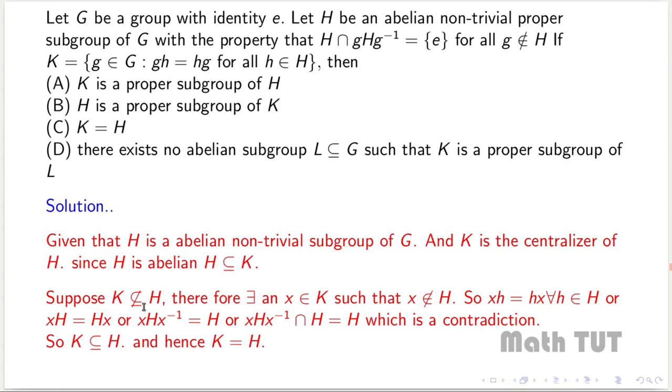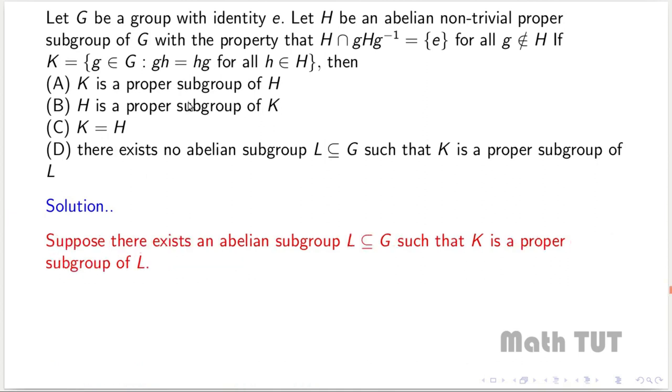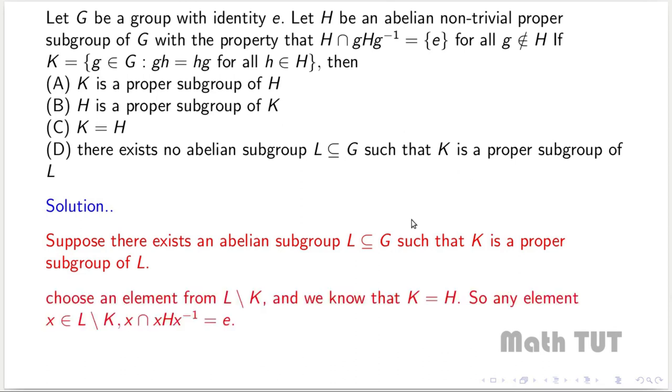So by similar argument, when this C is true, we can say that A and B are false. Now the next argument we can make is about option D, in a similar manner. The option says there exists no abelian subgroup L of G such that K is a proper subgroup of L. So let us assume that there exists such an abelian subgroup L of G such that K is a proper subgroup of L.